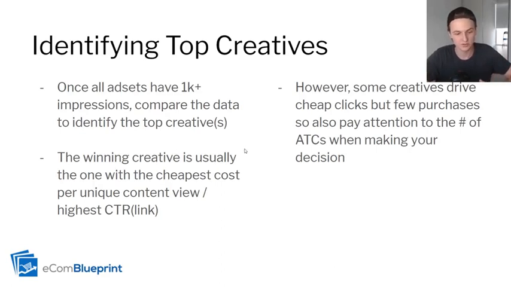Rather than getting a lot of clicks, it's going to get the right clicks, and each click is going to lead to an add to cart. That's just an example, but what I'm trying to say is that it's not only about the cheapest cost per unique content view. You also want to look at the number of add to carts. So there's no one metric that you can look at to identify the top creative. You need to look at all of the metrics and then make a decision based on that. But the most important is the cost per unique content view, followed by the number of add to carts.